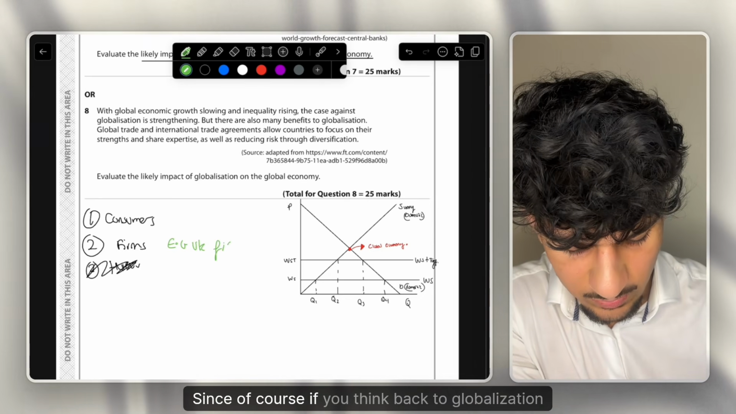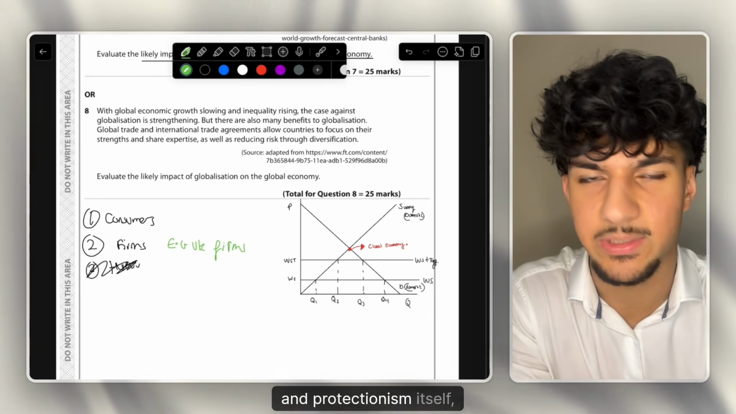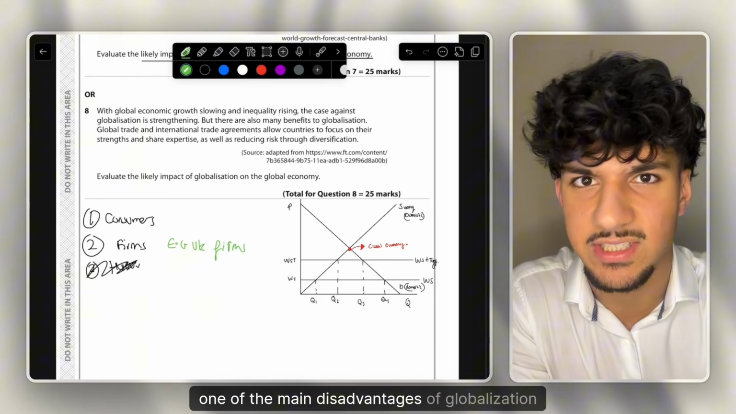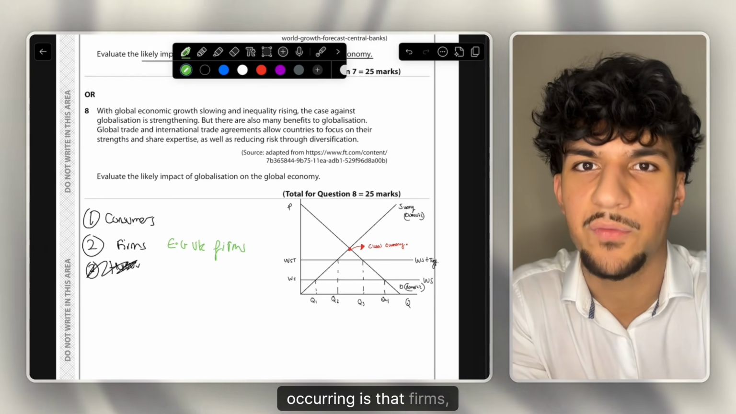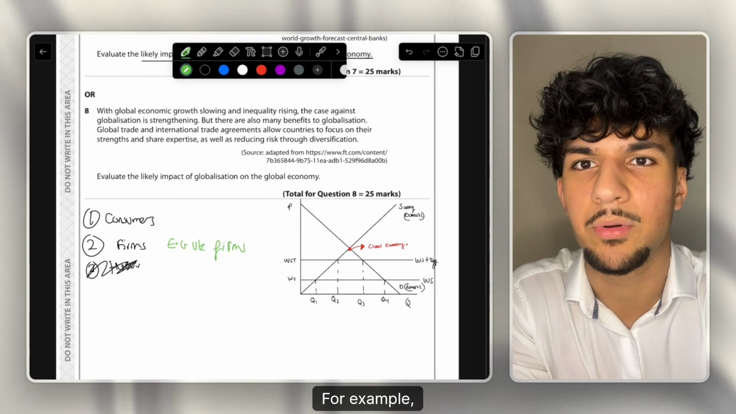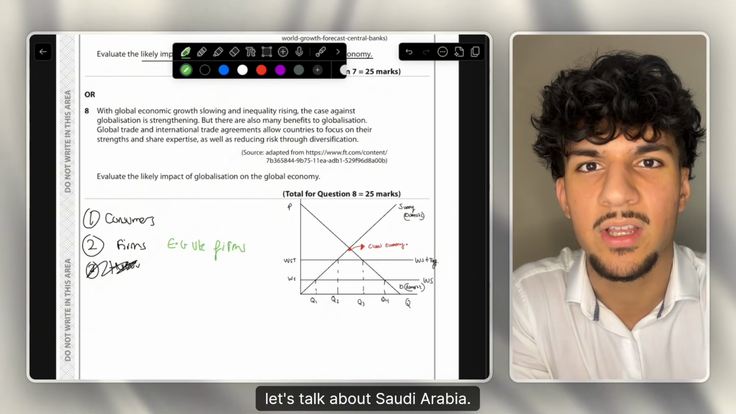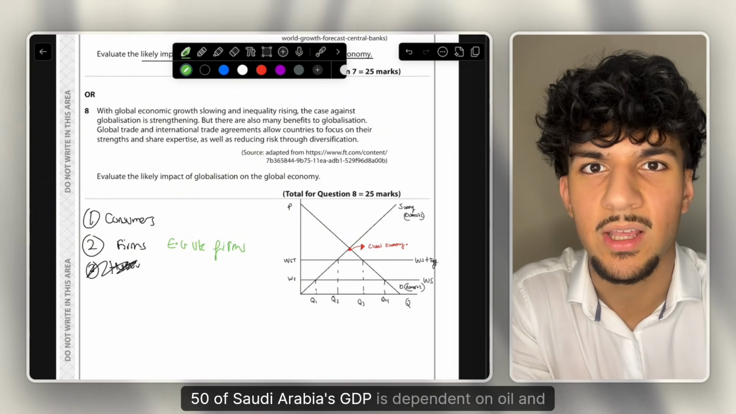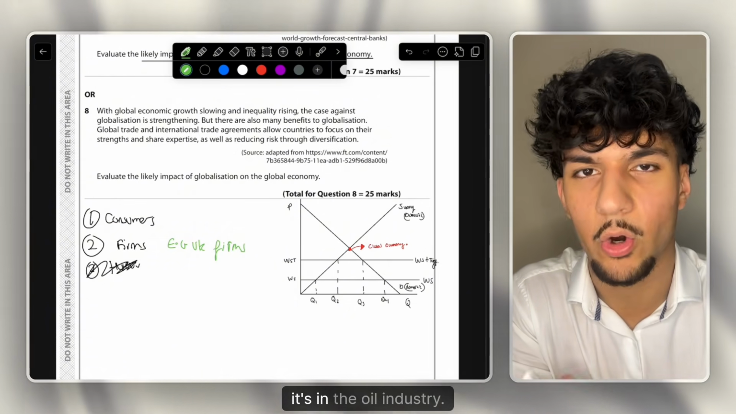If you think back to globalization and protectionism itself, one of the main disadvantages of globalization is that countries have now become less diversified. For example, let's talk about Saudi Arabia. 50% of Saudi Arabia's GDP is dependent on oil, on the oil industry.